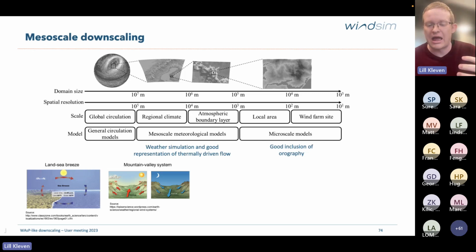So we would like to create a best-of-both-worlds model that combines the transient atmospheric flow modeling capability of the mesoscale model with the high-resolution topography in the microscale model.